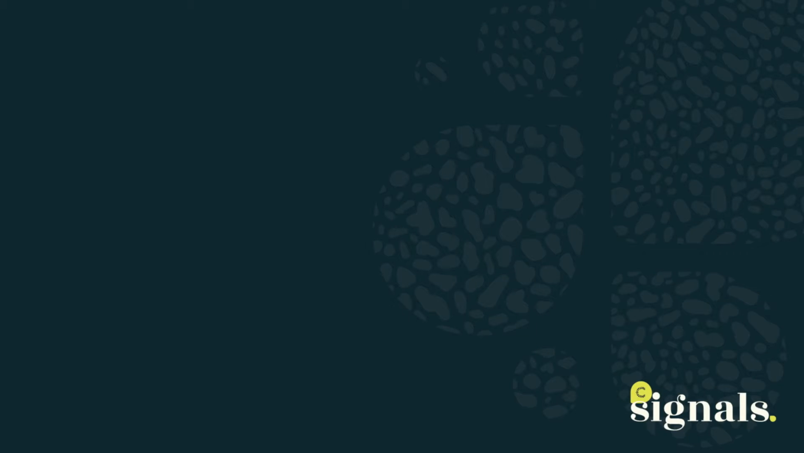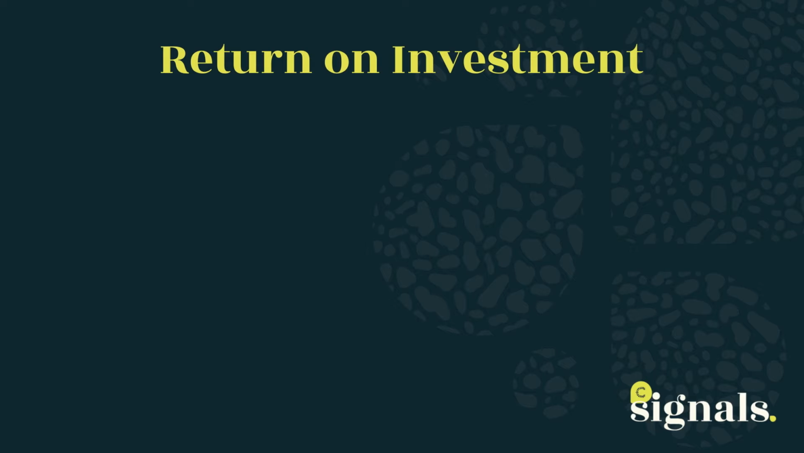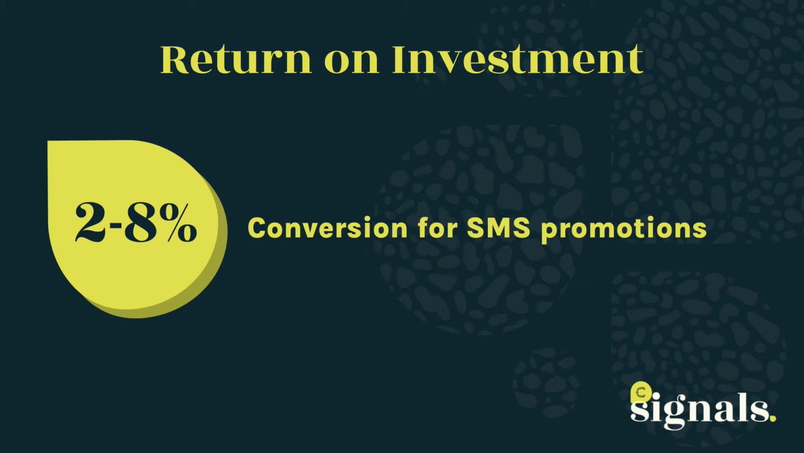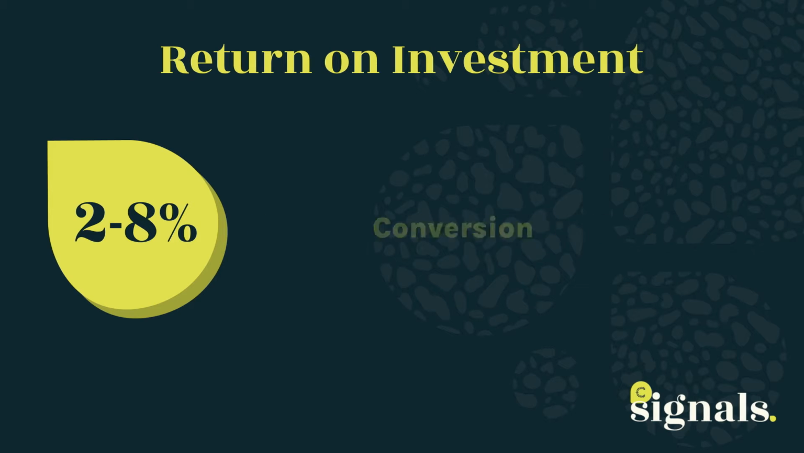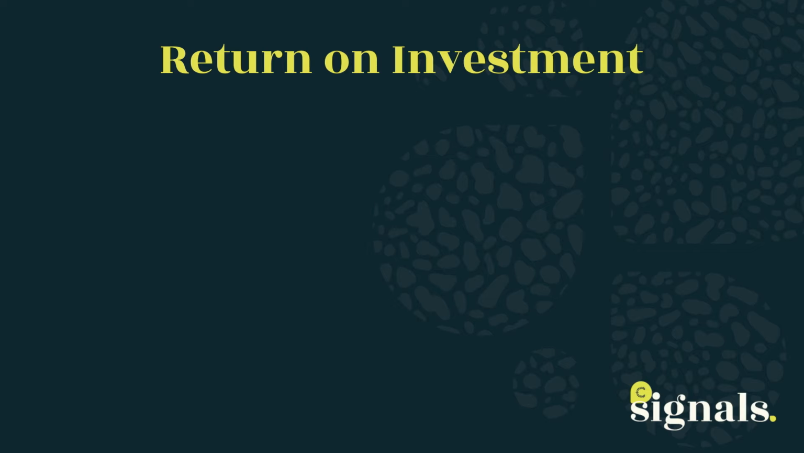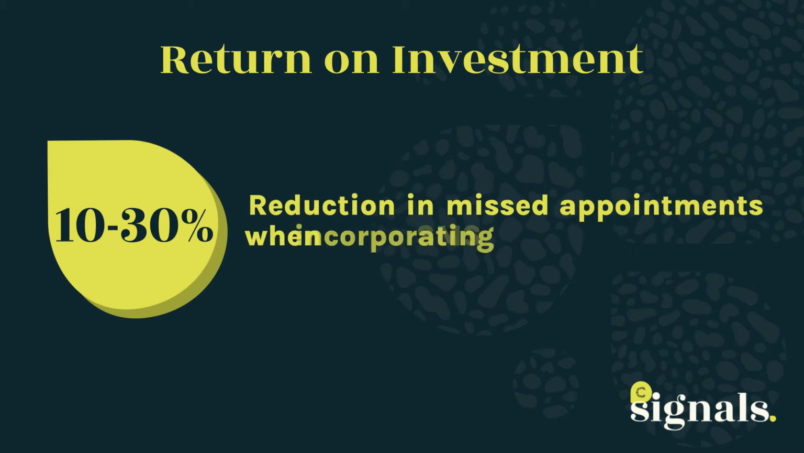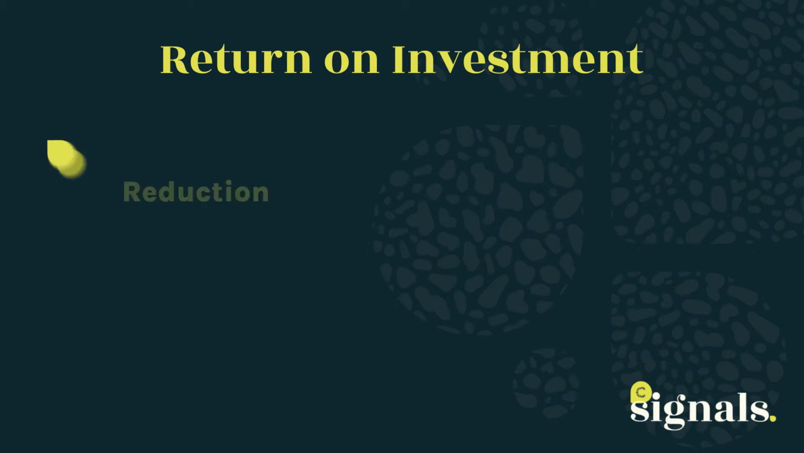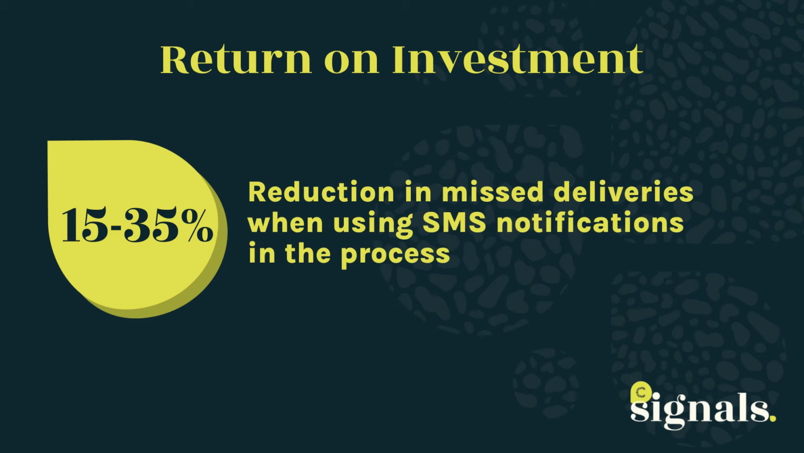So if you look at SMS and the return you get from promotional messaging, it's 2 to 8% conversion. Obviously that's going to vary depending on the order of good that's being promoted. When you look at it for appointment reminders, for restaurants, as an example, you see a 10 to 30% reduction in missed appointments, which saves a lot in covers and cost, which could then be given to other customers. For delivery notifications, you're seeing 15 to 35% improvement in missed deliveries. Again, all of these things are helping the OPEX efficiency.